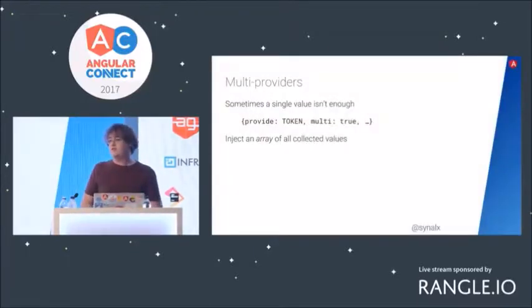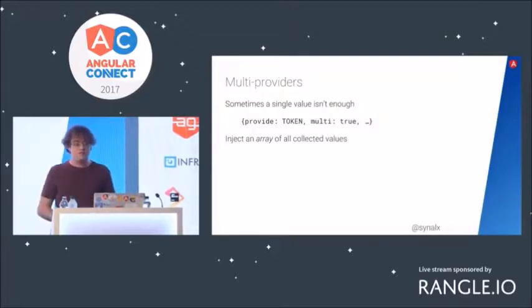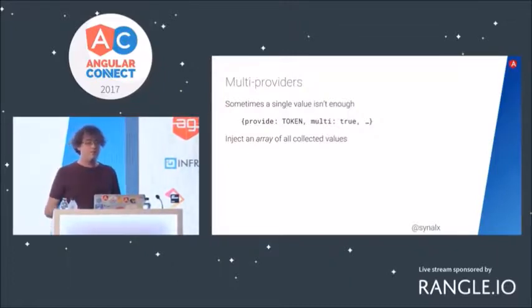So ordinarily, if you provide the same token twice, the one that occurs later in your list of providers will override the one that happens before. But sometimes that's not actually the behavior that you want. You really want to get all of the values that people have provided for one token.